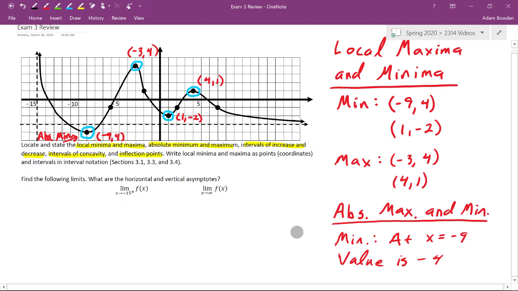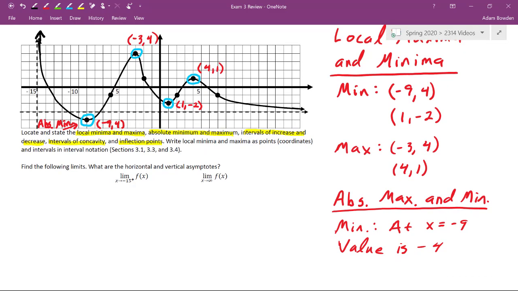Now do we see an absolute maximum? In this case we don't, because this graph continues to go up and so it's going to continue to increase without ever stopping. So it has no absolute maximum in this case.